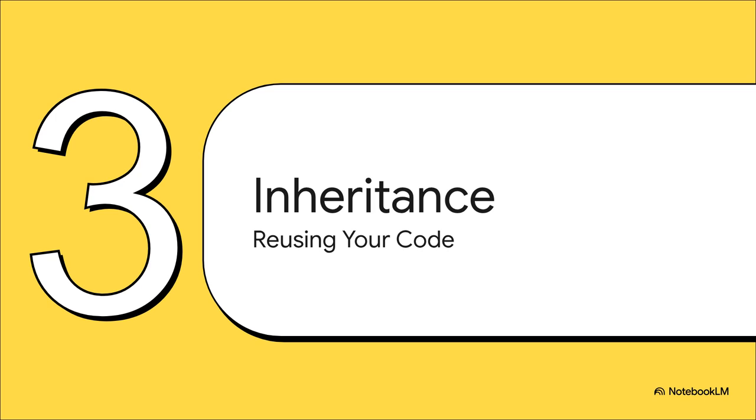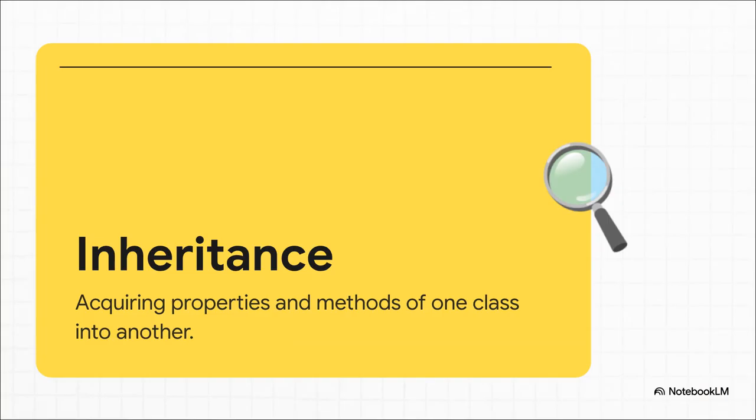Section 3. Inheritance, reusing your code. If encapsulation was the vault, inheritance is the blueprint for rapid expansion. Inheritance allows one class to acquire the properties and methods of another class using the extends keyword. Basically, it's a built-in mechanism to stop you from writing the exact same code over and over again. If you have a general category of something, and then a much more specific version of that thing, the specific version can just inherit all the traits from the parent class automatically, no extra typing required.